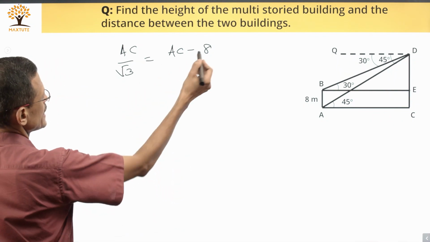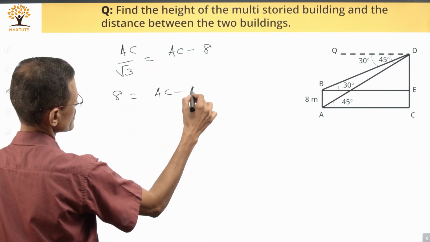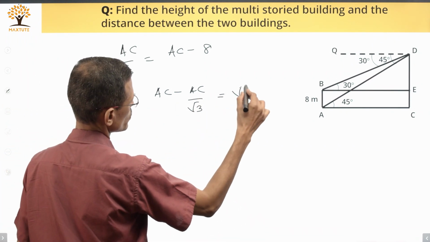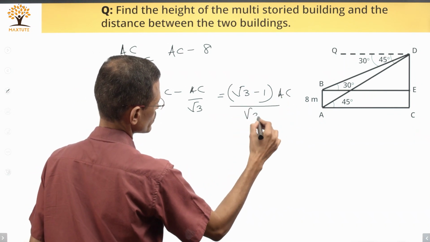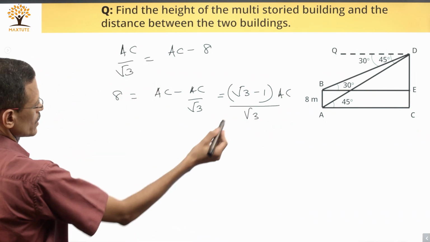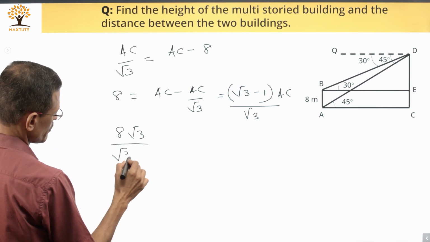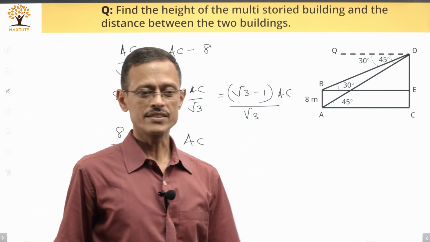Take the 8 to the left hand side and AC by root 3 to the right hand side. AC minus AC divided by root 3. Root 3 is your common denominator. So root 3 minus 1 times AC divided by root 3 is equal to 8. Cross multiply, you get 8 root 3 divided by root 3 minus 1 is the value of AC, which is also the value of DC.